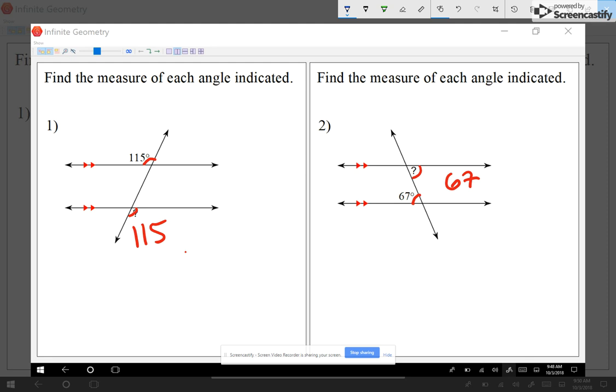So remember, alternate means different sides of the transversal, one on the left of it and one on the right of it. Exterior means they're both outside, and interior means they're both inside. So if you're dealing with alternate exterior or alternate interior, the two angles are the same measure. For the answer, you will type in the number of the angle.